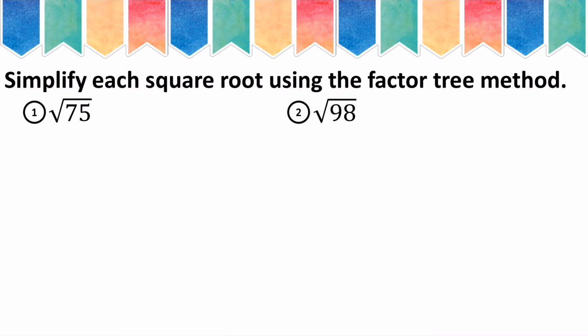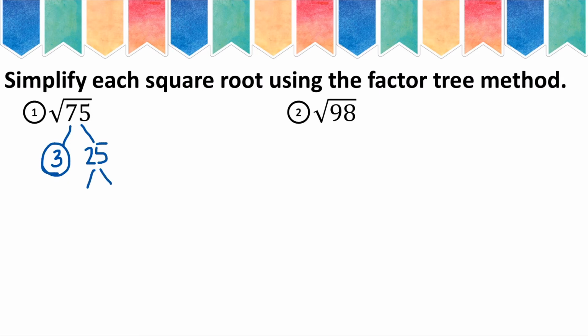So for example number 1, the square root of 75. The first thing we need to do is create a factor tree. Now, I like to use division to help me create a factor tree. If I take 75 divided by 3, I would get 25. Now I'm going to take each of these numbers and try to break them up. Well, 3 could really only be broken up into 3 and 1, which means it's a prime number, so I'm just going to leave it as 3.